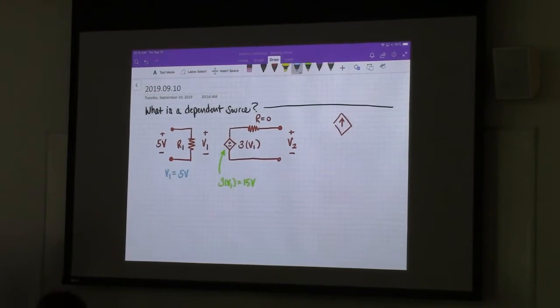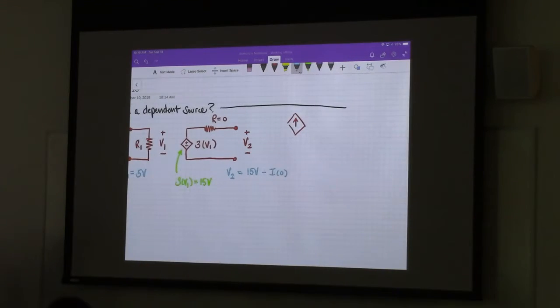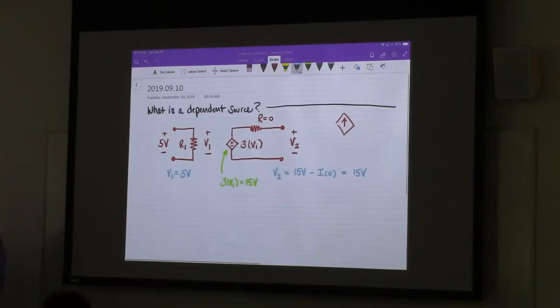And so when we solve, V2 is equal to 15 volts minus what our current is times a 0 resistance, which is just going to be the same, so equals 15 volts. So a very easy circuit to solve, but the main point there was to illustrate how the dependent source works.